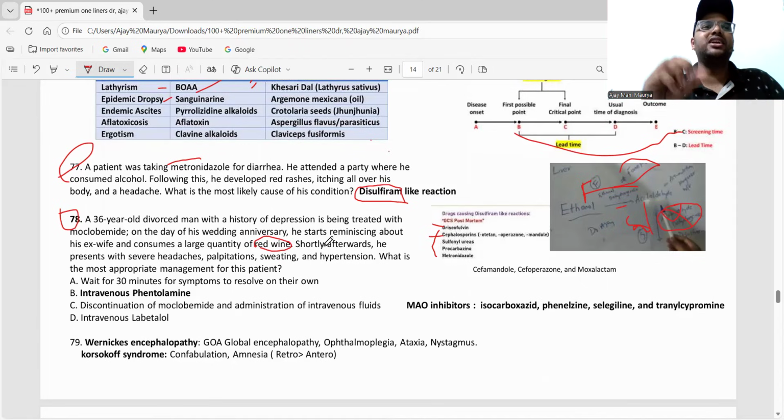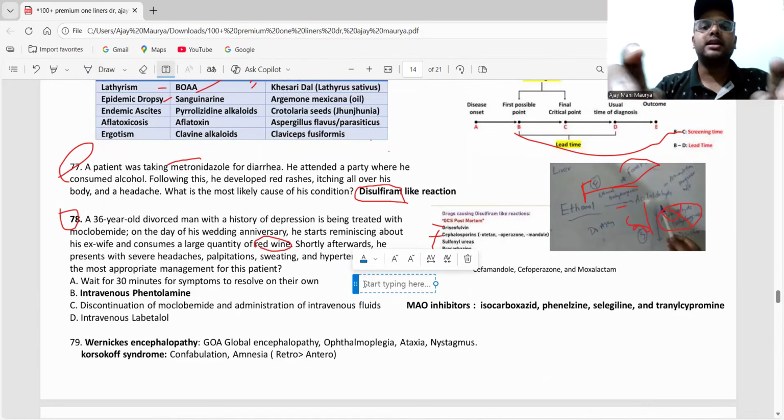He took some drug. I too don't know what the drug is. But they gave one hint, red wine. I know that red wine contains tyramine. He was giving the symptoms of what? It looks like a cheese-like reaction. Oh my goodness, cheese reaction.